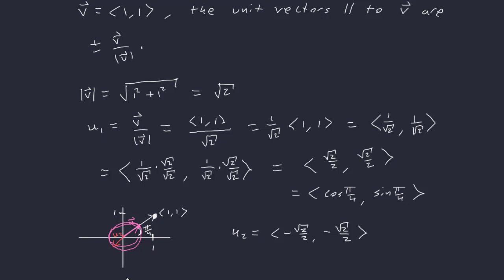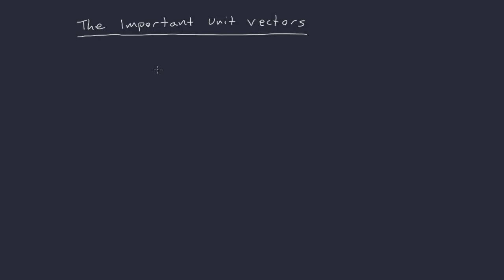Okay, so that's unit vectors. The importance of them will hopefully become a little more clear as we go further. What I want to do as the last part of this particular video is talk about some of our important unit vectors. The big ones that we use a lot have their own names. We have I, J, and K.